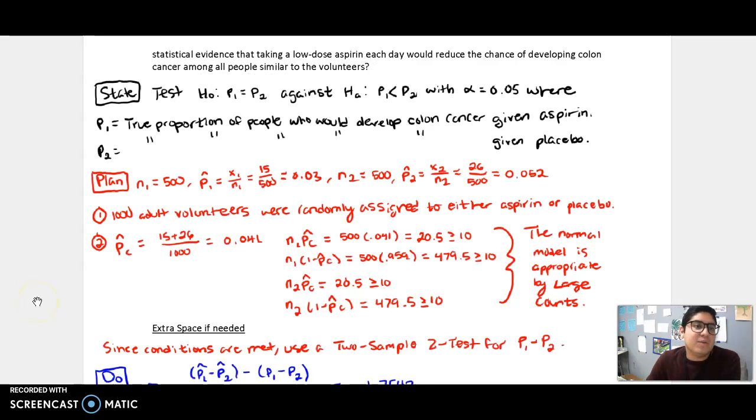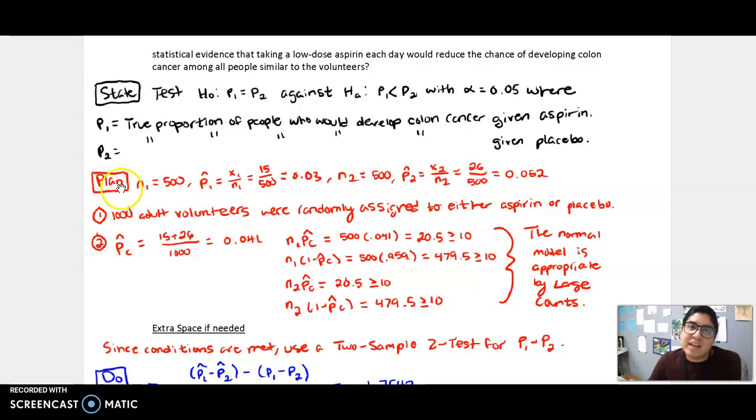Alrighty, so we look here, and I'm stating that I'm going to test the null hypothesis that the two proportions are equal against the alternative hypothesis that P1 is less than P2, using an alpha level of 0.05, where P1 is the true proportion of people who would develop colon cancer given the aspirin, and P2 is the true proportion of people who would develop colon cancer given the placebo. So notice that here, instead of listing the parameters first and then the set of hypotheses, I listed the hypotheses first and then the parameters. As long as they're both stated there, you are good to go.